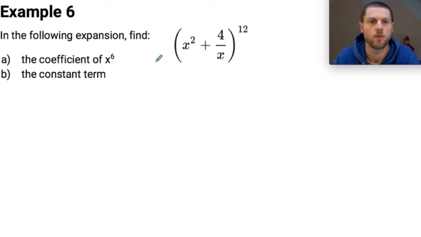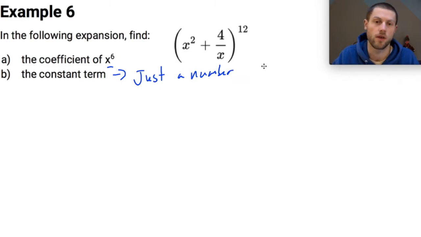This last example, we want to use the following expansion, x squared plus 4 over x to the 12th power. We want to do two things. We want to find the coefficient of whatever the x to the 6th term is, and then we want to find whatever the constant term is. And really what this means is when there's just a number, or we can think of the constant term as the x to the 0 term.